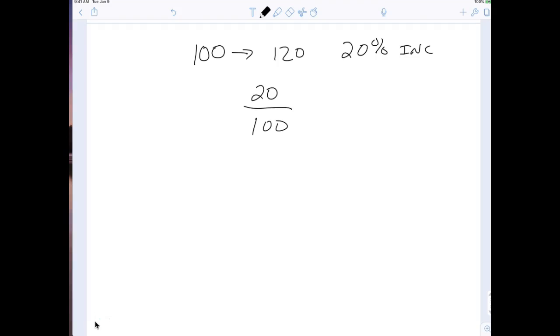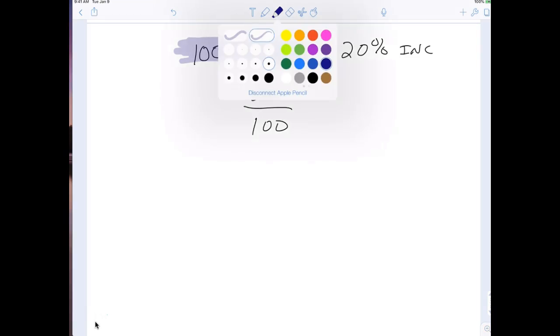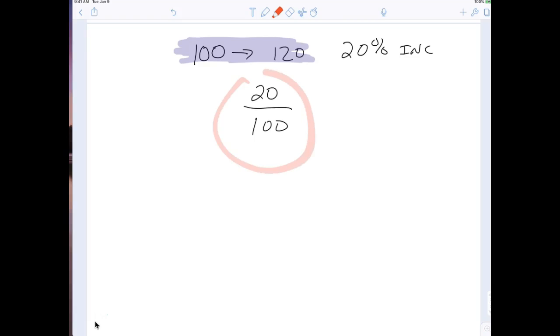Now, here's what I want you to do. I want you to look up here on the board. No, stop and listen. Here is the question. I went from 100 to 120, and I know that's 20%. So the question is now, how did I get 20% from the numbers 100 and 120? What do I do? What did I add? 100 plus 20. Nope. Only using the numbers 100 and 120.